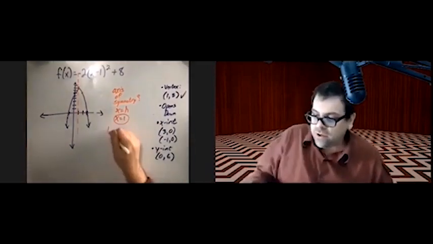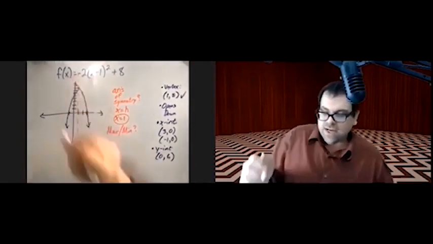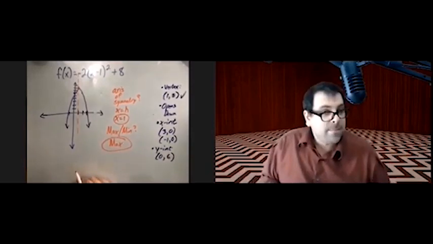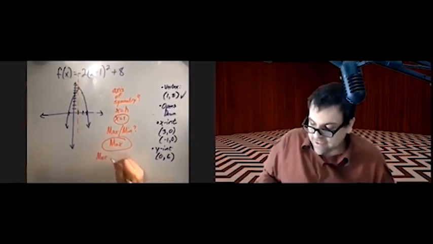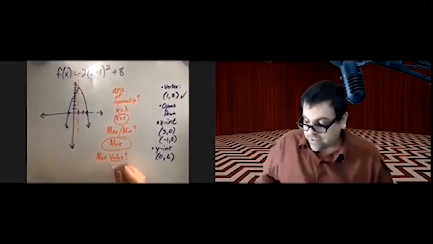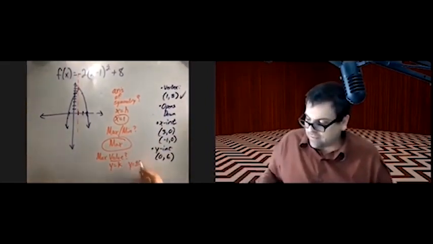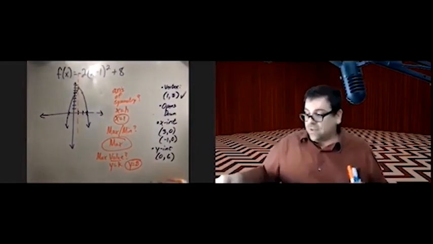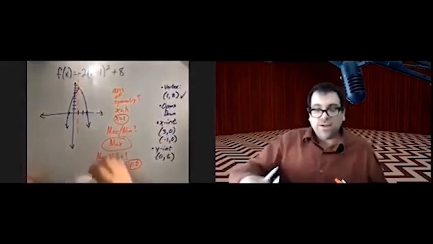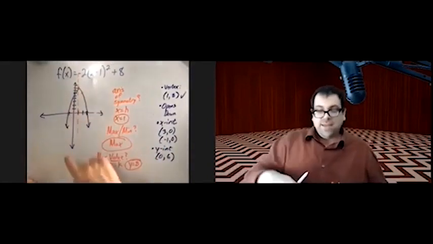Since it opens downward, do we have a max or a min? Since it opens downward, our vertex is on the top. That means we have a max. And if we have a max, we can ask, what is the max value of this function? Well, that's going to be y equals our k. It's going to be the output of the vertex. The max value is 8. This literally means y equals 8 is the maximum y value. We can't have y equals 9. We can't have y equals 10 because it's the maximum. It starts going back down after it hits 8.